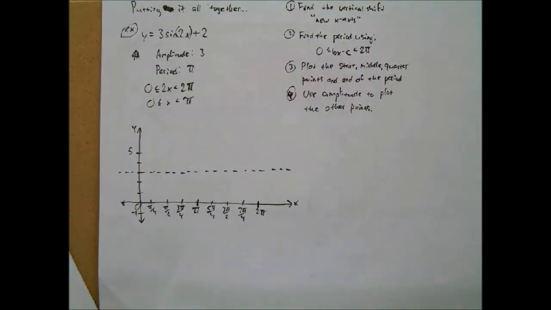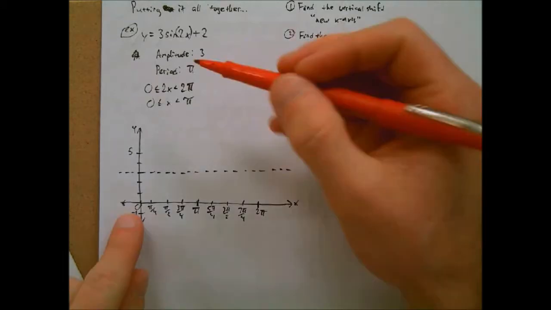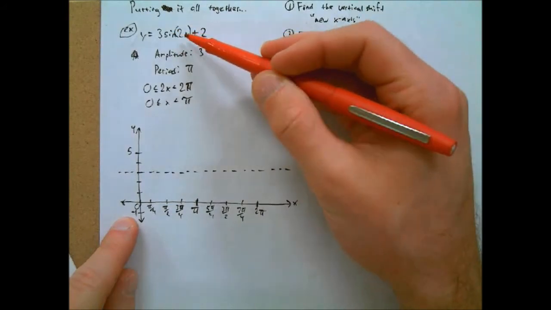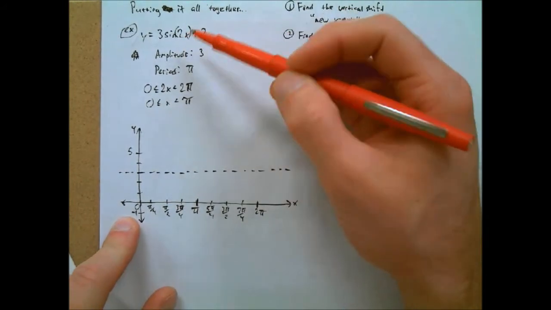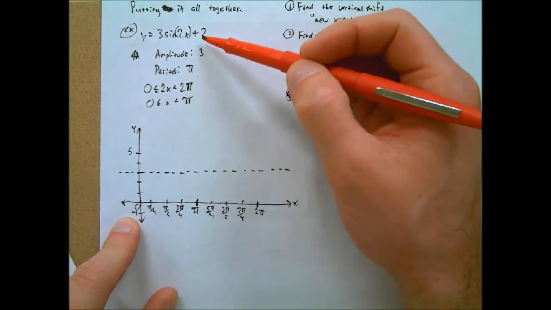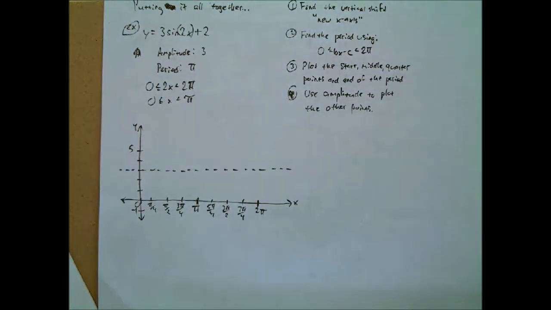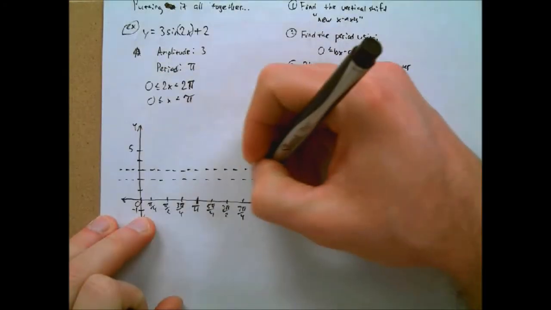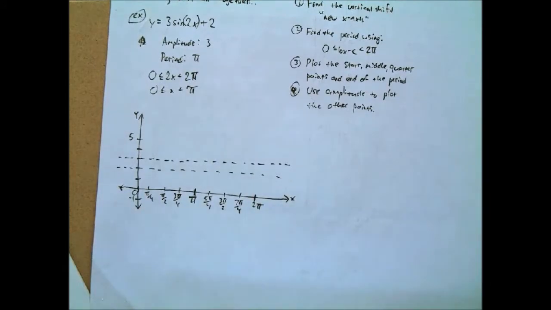Okay. And again, if you want to, plug in 0, right? Start with plugging in 0. 0 times 2 is 0. All right? What is the sine of 0? 0. Times 3, still 0, plus 2, 2. Oh, shoot. I put my center at the wrong place. Doggone it. Hang on, I can fix it.